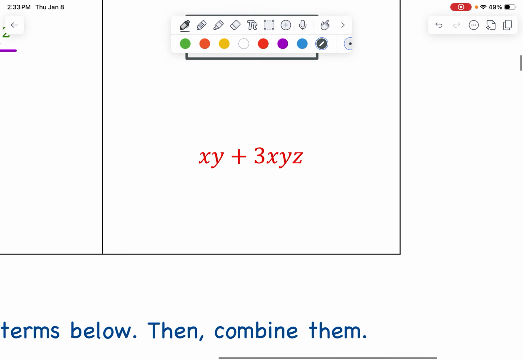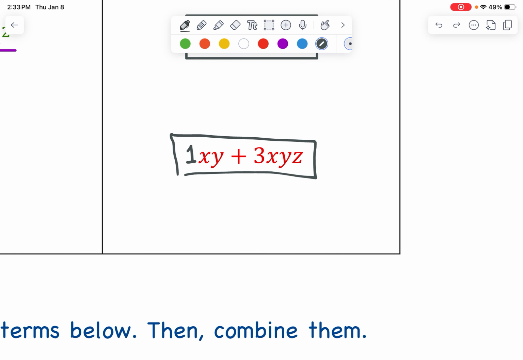And the same thing applies to our last one. We have this understood 1 again, of course. We have 1xy, but then this is an xyz term, right? And those are not the same, right? An xyz term can only be added to another xyz term. It has to be perfectly identical. And since these are not perfectly identical terms, that means that they cannot be combined.